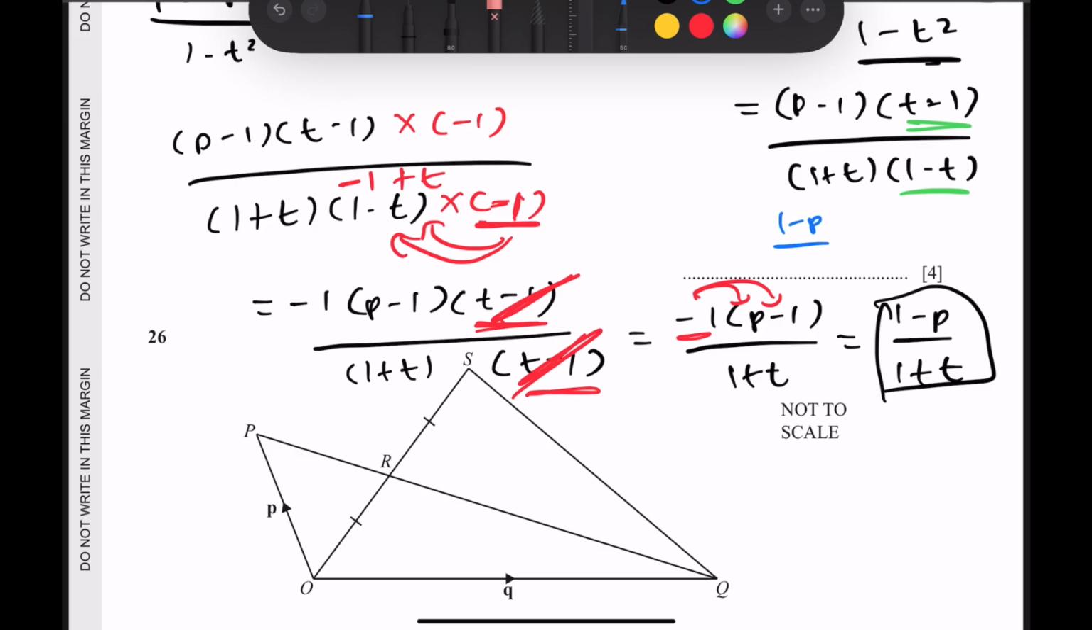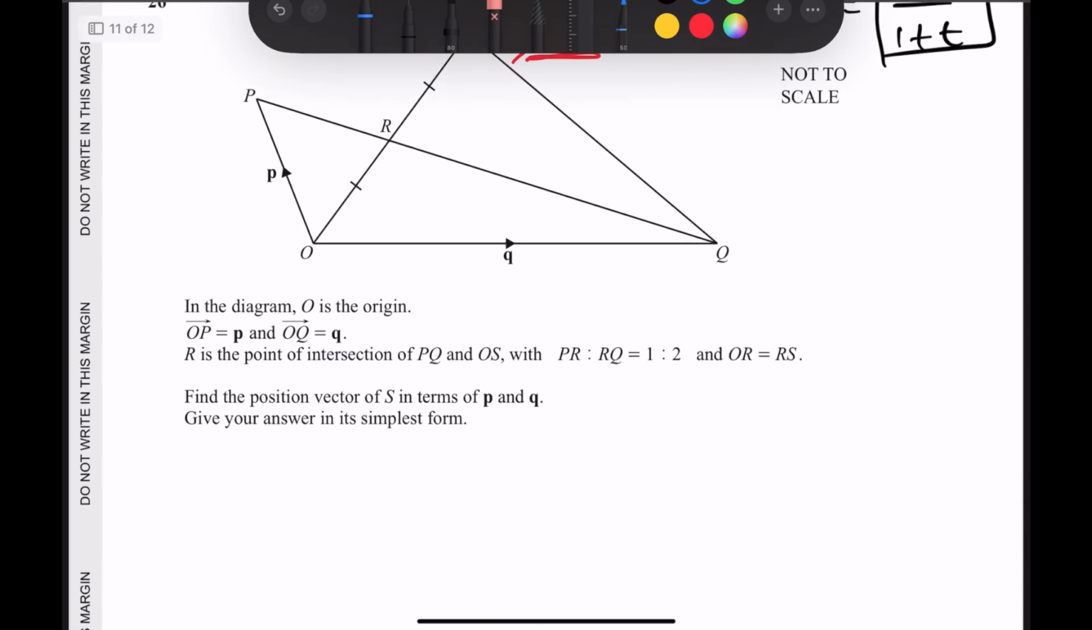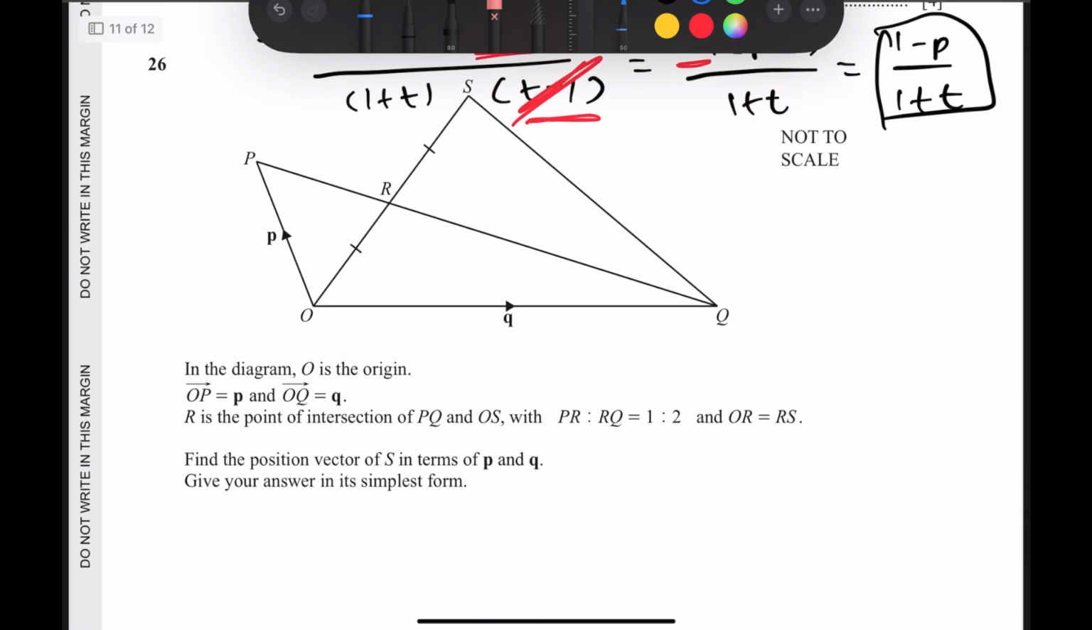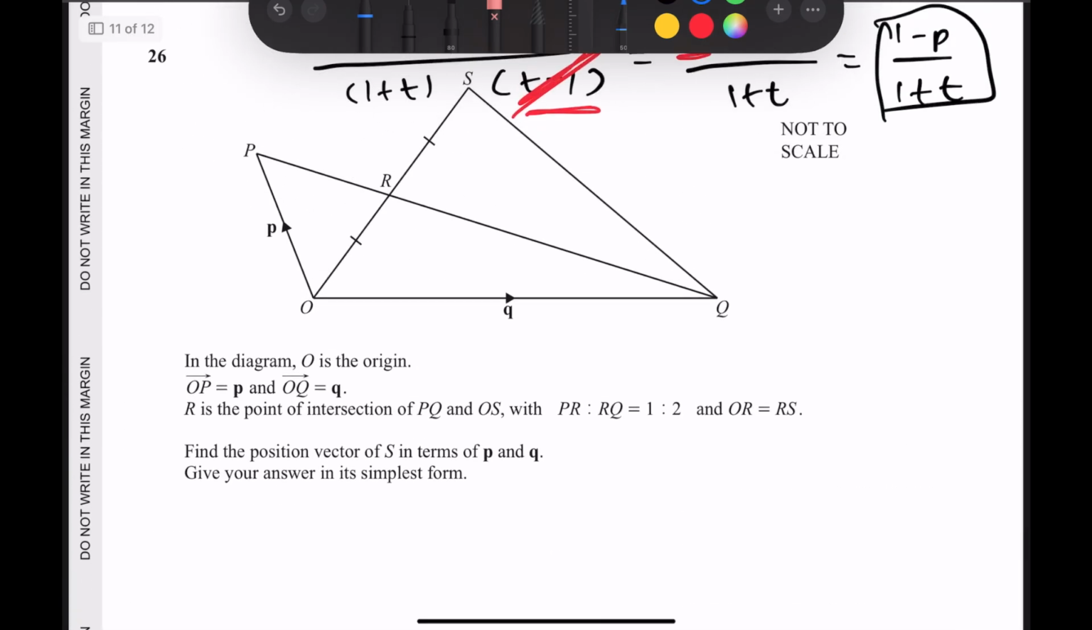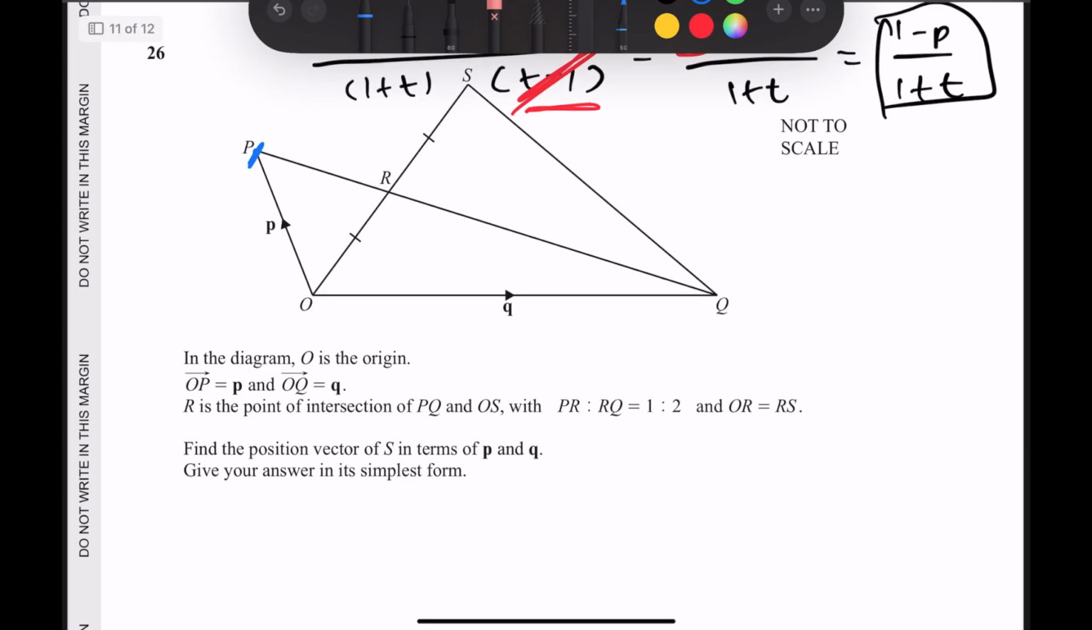1 minus p by 1 plus t. Question 26 is your final question, and it says that in a diagram, O is the origin, OP is equal to P, and OQ is equal to Q. R is the point of intersection of PQ and OS, with PR to RQ in the ratio of 1:2, which means that if we take PR over here, this length and this length and this length are all the exact same, since two PRs will fit into RQ.